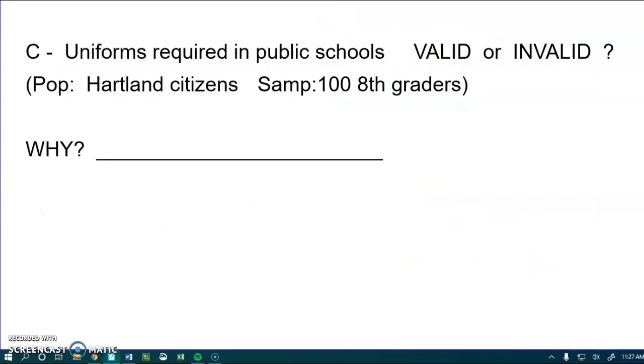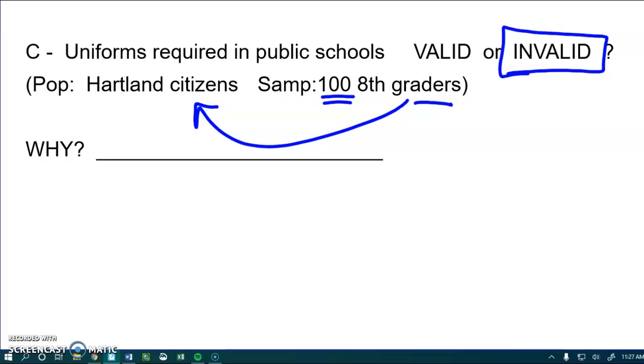C, you want to know if Heartland citizens want to require uniforms at school. All right, so your sample is 100 8th graders. Circle valid or invalid. Would any conclusion you make from talking to these 100 8th graders be a good conclusion? Well, no, right? If you're only talking to 8th graders, that doesn't represent your Heartland citizens. So it might be random, it might be large enough, but it doesn't give you a whole range of people from all of the Heartland citizens.